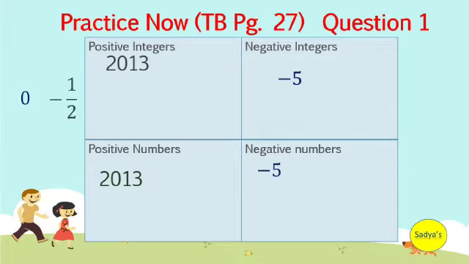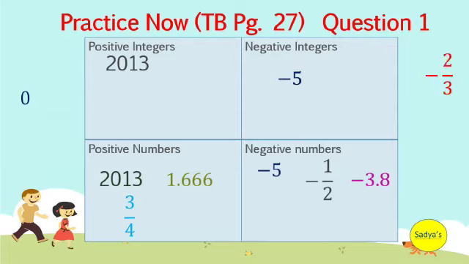Negative 1 by 2. Negative sign indicates that the number is negative, and since it is a fraction, it won't be an integer. So negative 1 by 2 is a negative number, but not a negative integer. 1.666. No sign indicates the number is positive, but since it is a decimal, so it isn't an integer. Hence 1.666 is a positive number. I hope it is clear. Let's do the remaining ones quickly. 3 by 4 is a positive number. Negative 3.8 is a negative number. Negative 2 by 3 is a negative number.